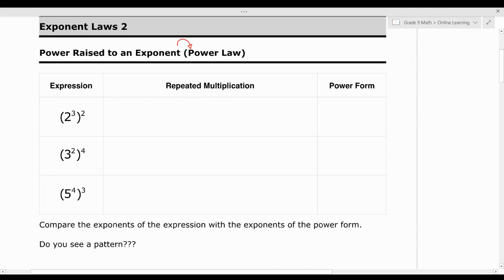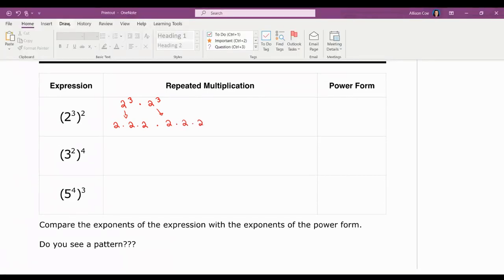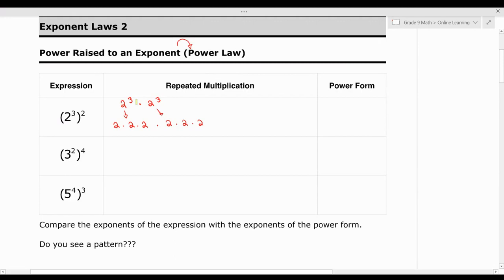Now, the way this first one is written, I have 2 to the power 3 raised to the power 2. So you can think of that like having 2 to the power 3 two times. Okay, that's essentially what that means. Now, if I take this and break it up, 2 to the power 3 is like having 2 times 2 times 2. So again, I'll color code stuff, sometimes it makes it easier to see. So this one, repeated multiplication, is that part. This one, repeated multiplication, is that part.